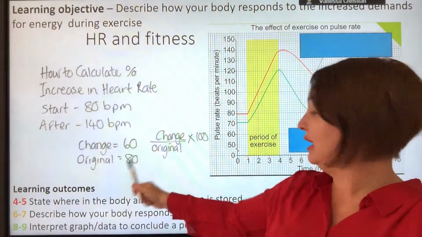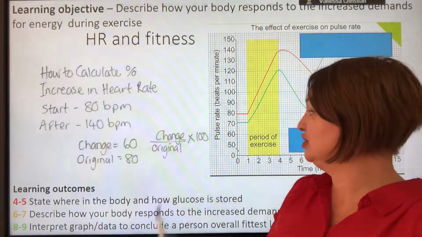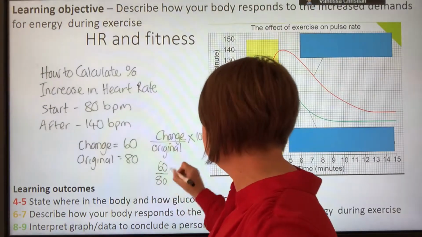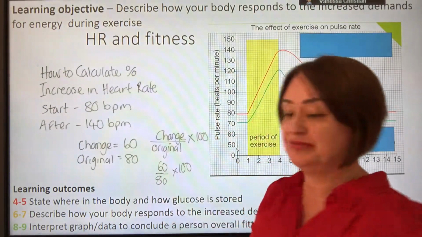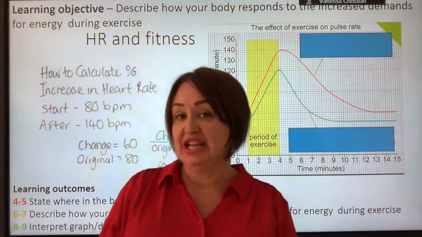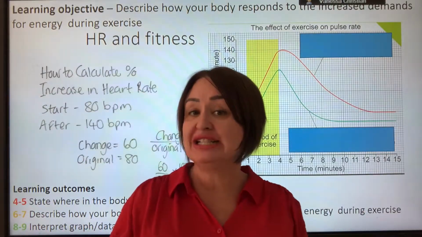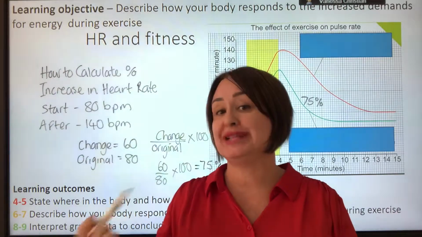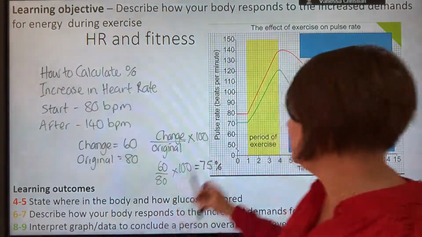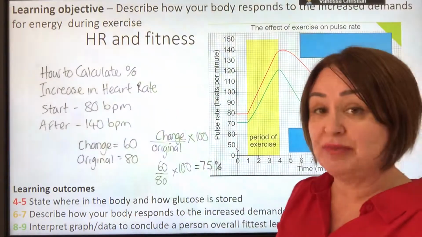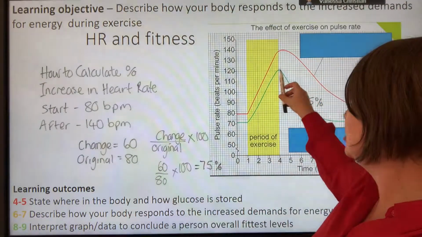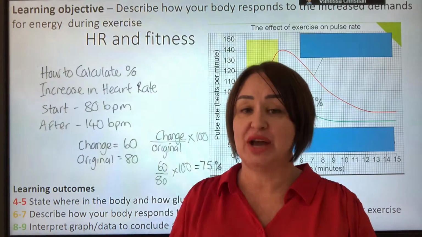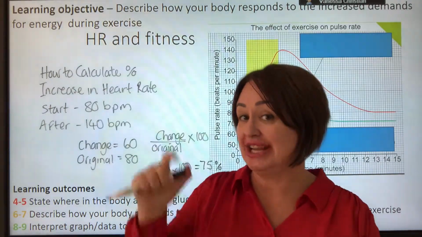So here's our formula: the change divided by the original times 100. 60 over 80 times 100. Mr. Green had a 75% increase in his heart rate. So in a moment I'm going to ask you to work out the percentage change for Mr. Green. Mr. Green started on 71 and after exercise his heart rate went up to 120. So use those figures, stop the video and work out the percentage change in his heart rate.